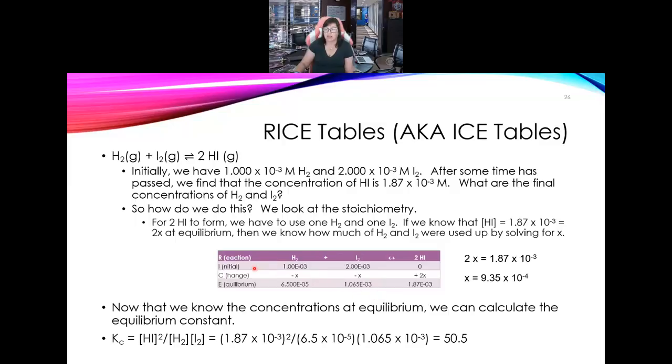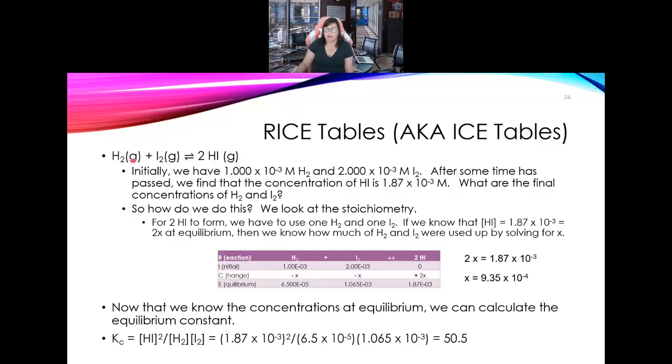Now, some textbooks list this as an ICE table, initial change equilibrium. Some textbooks and some people that I've heard talk about this as a RICE table because this first line is always the reaction that you're looking at. I need that balanced equation to know what to do in the change, so I need to have it as the first row. And to emphasize that, they list it as a RICE table as opposed to an ICE table. Okay, so that's what this represents.